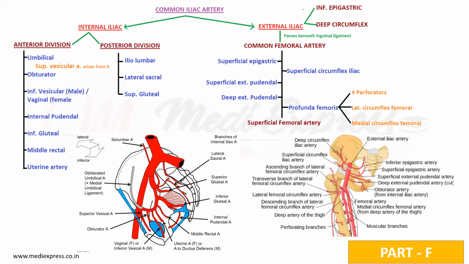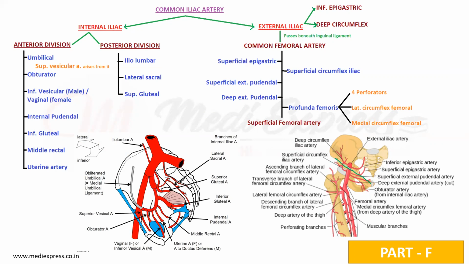Okay. Now, coming over here, the external iliac artery gives two main branches, that is the inferior epigastric artery and the deep circumflex iliac artery. Okay, inferior epigastric artery and deep circumflex iliac artery. You can see the picture over here. Okay, this is the inguinal ligament. I'll mark over here. This is the inguinal ligament.